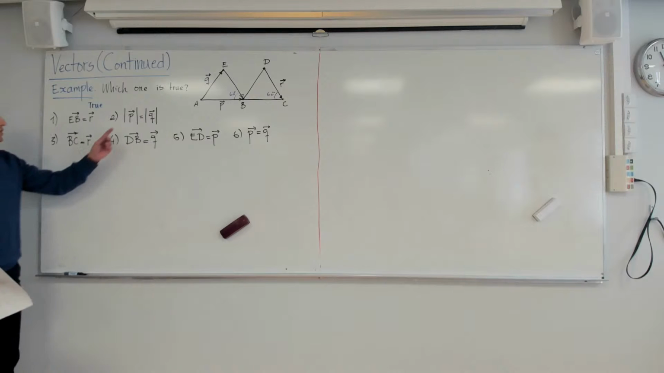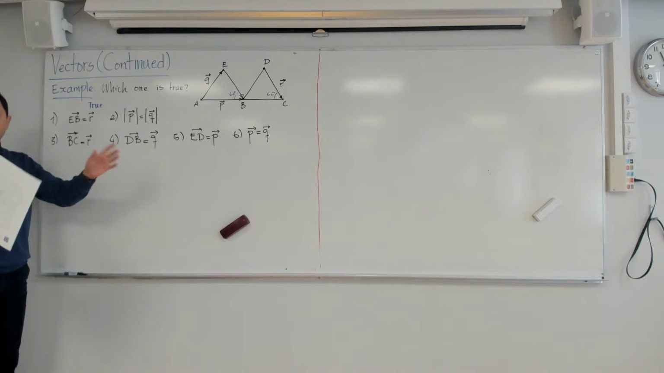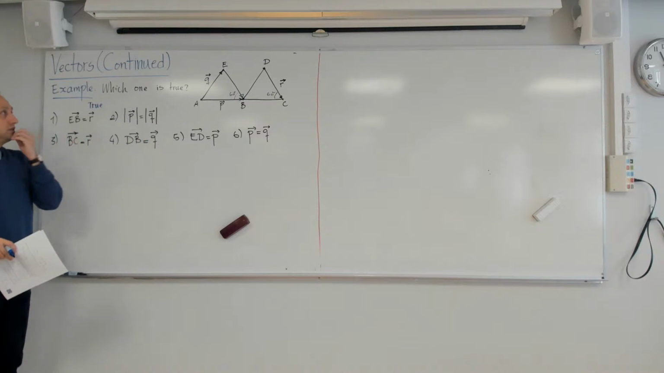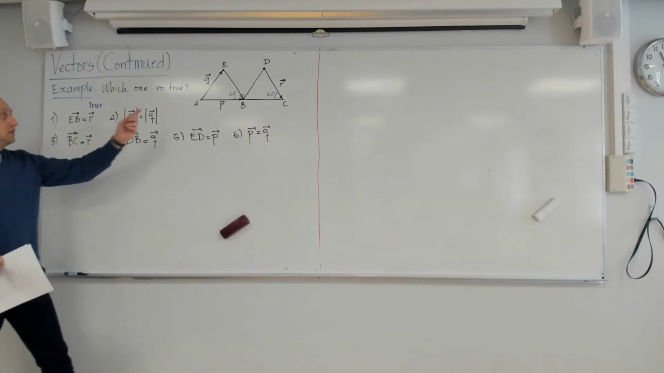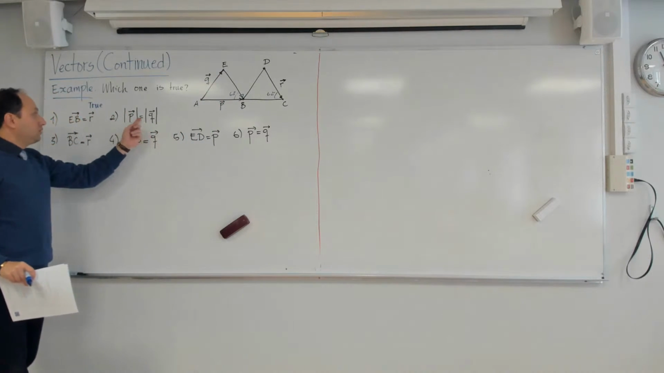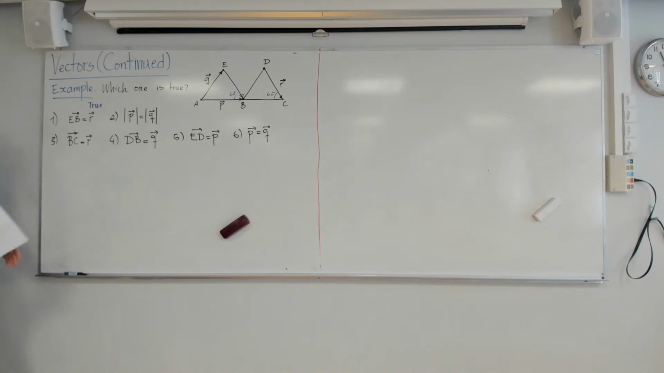Now, what about this one? The magnitude or the length of vector P is equal to the length of vector Q. What do you think about that? This is vector P, this is vector Q. Do you think that this equality is true or false? It's also true.